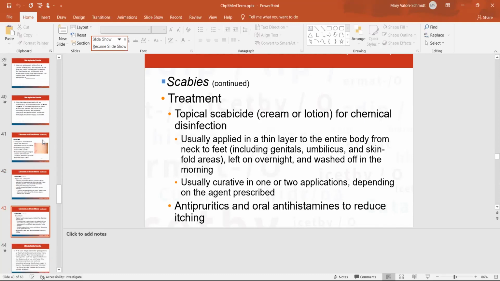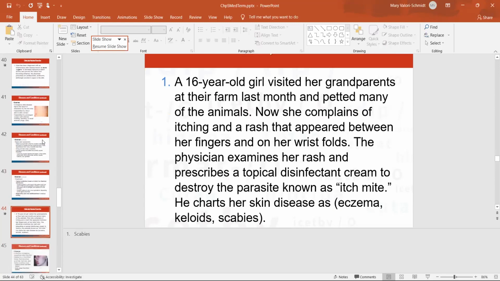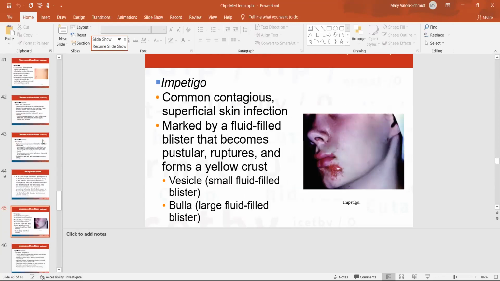In order to treat scabies, it's a real nightmare because you have to treat the patient with some kind of topical scabicide. And it's usually applied in a layer head to toe and left on overnight. And it's usually not just one application, usually a couple. Sometimes they need an antipyretic or oral antihistamine to help with the itching, like a Benadryl, right? Diphenhydramine. And you also have to treat everything around them, like the bedding, et cetera.